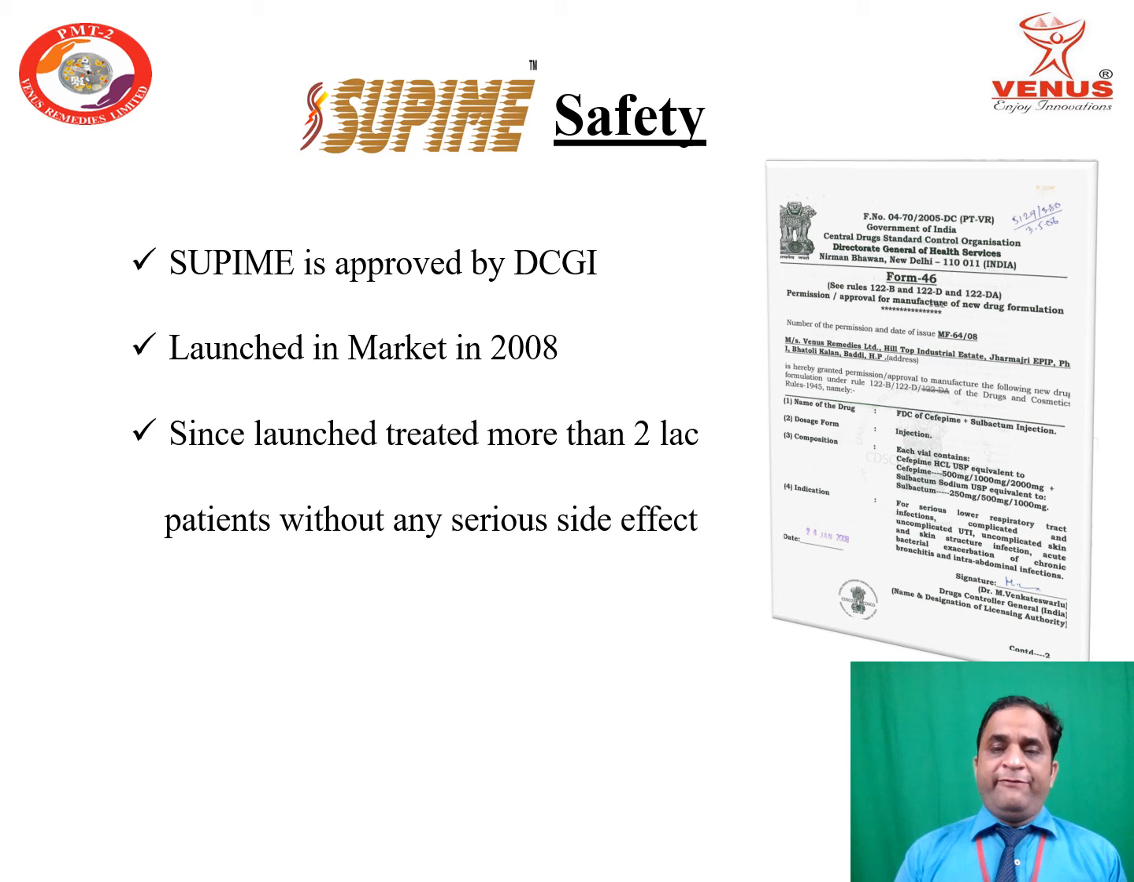After efficacy, now the third unique point, that is safety. Supine is approved by DCGI, and after the approval, Venus launched Supine in the market in 2008. Since the product launched in the market, so far Supine has successfully treated more than 2 lakh patients without any serious side effect, which also indicates that Supine is safe.